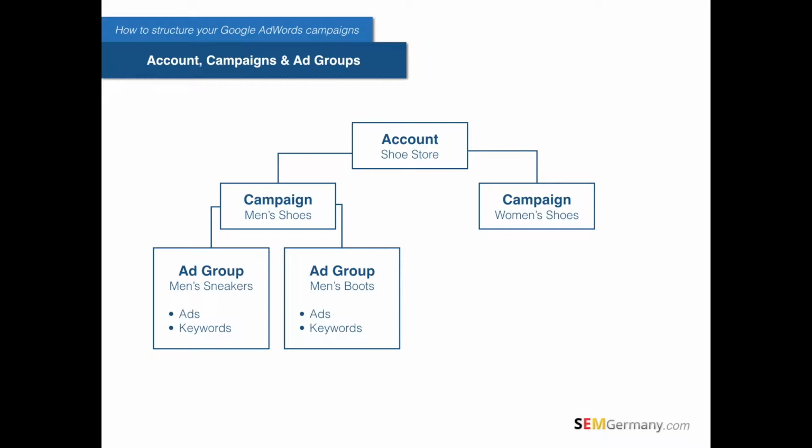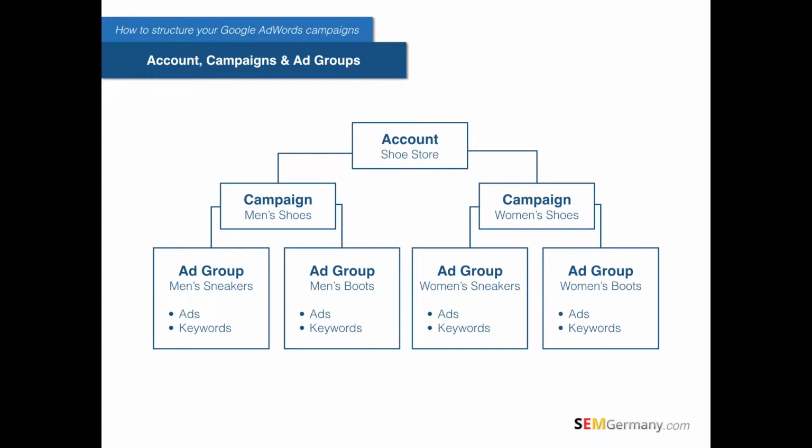And whenever someone types in one of these keywords, it triggers an ad that might say something like men's sneakers, top brands, buy now for 30% less. In your ad groups for men's boots, you only include keywords and ads around boots. In your campaign for women's shoes, you do the same then. So you might have one ad group for women's sneakers with keywords and ads around women's sneakers, and one ad group for women's boots, and here you include keywords and ads all around boots for women.